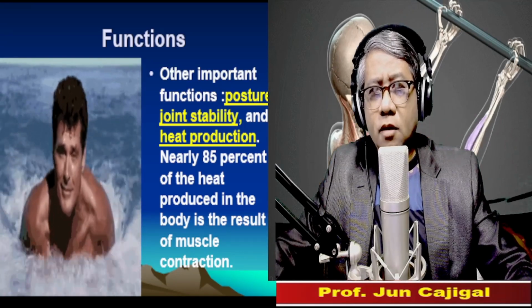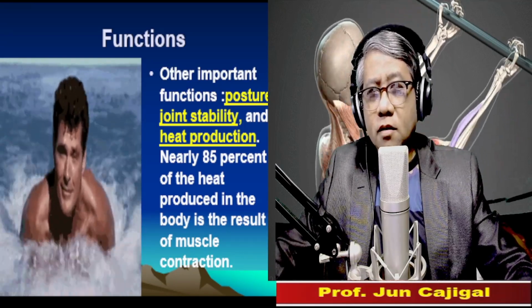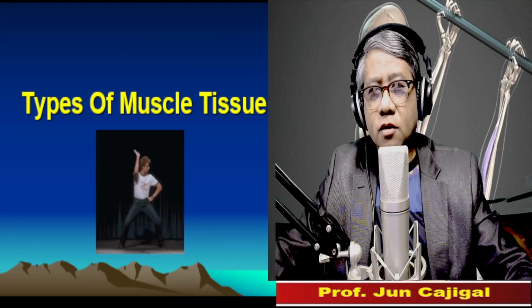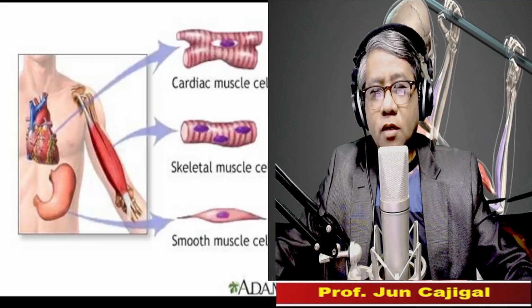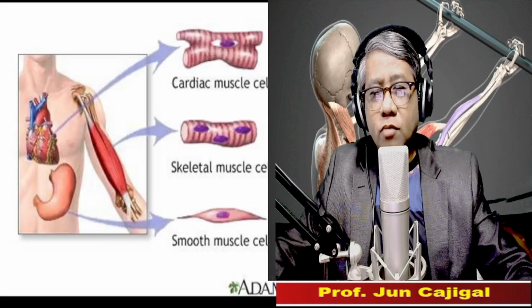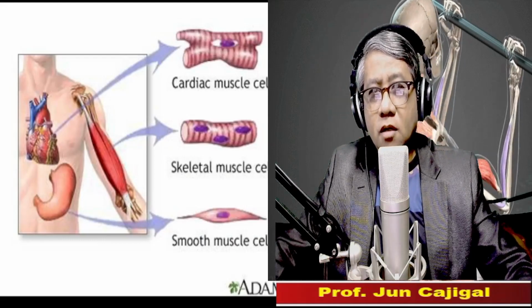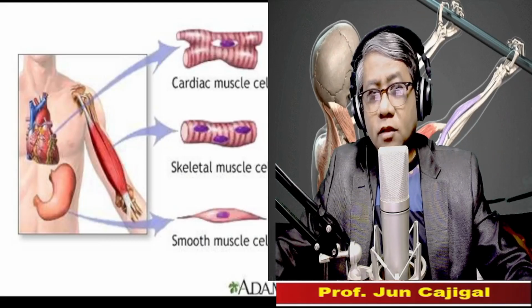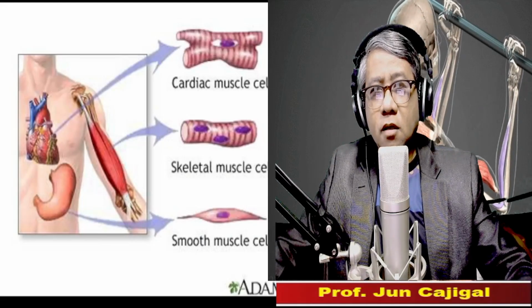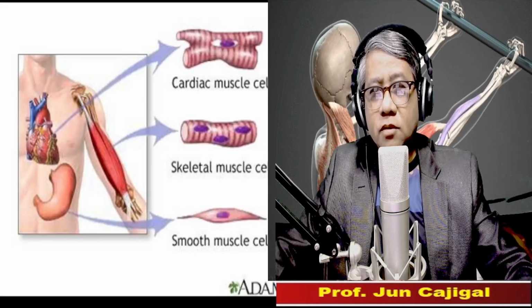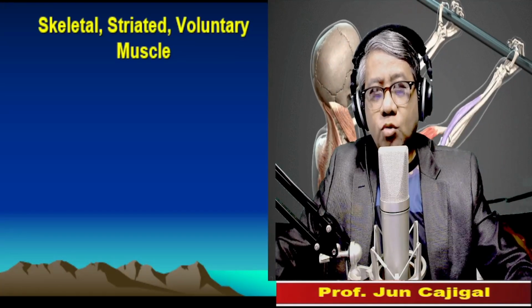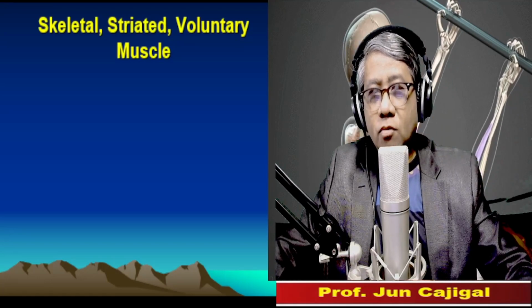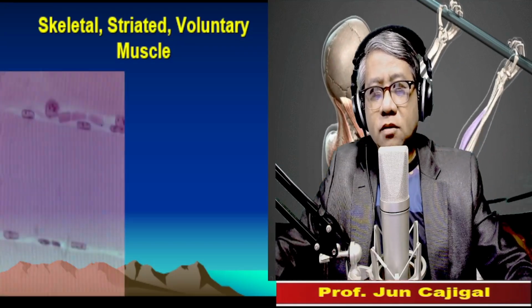So at this point, let us now identify the different types of muscle tissue. Now, there are three types of muscle tissue. We have the skeletal muscle, we have the smooth muscle, and the cardiac muscle. So let us now go into the details of these types of muscles, starting with the skeletal muscle, also known as striated or voluntary muscle.